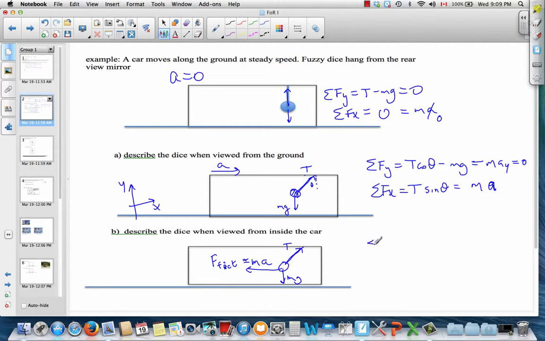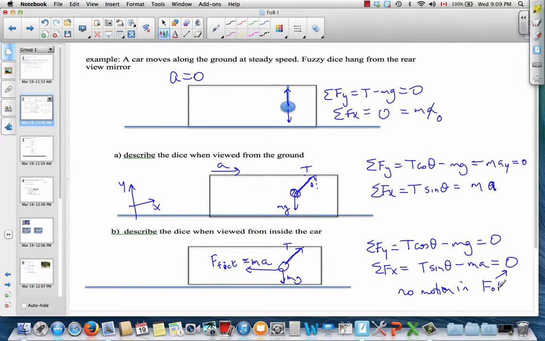So in the accelerated reference frame, our force equations would read, well, in the y direction, with this angle being theta, it's still T cos theta minus mg is 0. But in the x direction, you'd say we've got a forwards T sin theta, we've got a backwards ma, and an equals 0, because the dice are not moving in the accelerated reference frame. And therefore there's no acceleration, and therefore the forces should sum to 0.